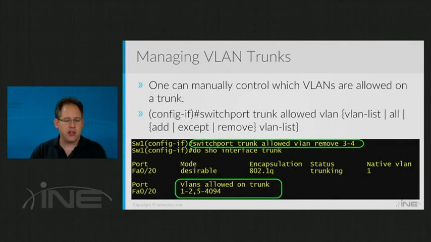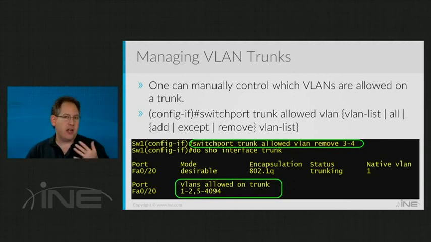You should be familiar with this command, switchport trunk allowed. And you can see there's various permutations here. For example, the switchport trunk allowed vlan remove command does exactly what it says. It says, I do not want these particular VLANs allowed on this trunk. In this case, I'm removing VLANs 3 and 4. And so you can see in the VLANs allowed on trunk section, 3 and 4 have been removed.